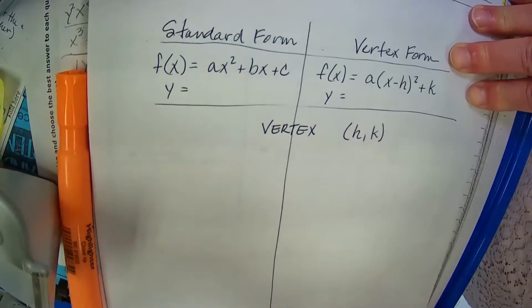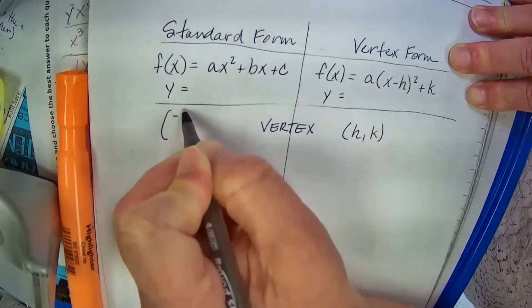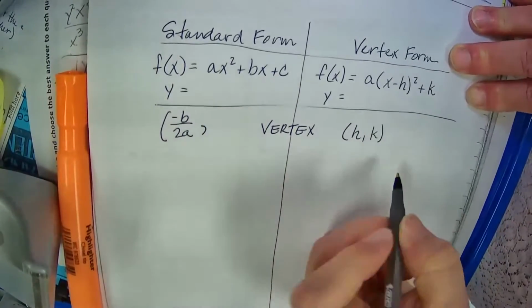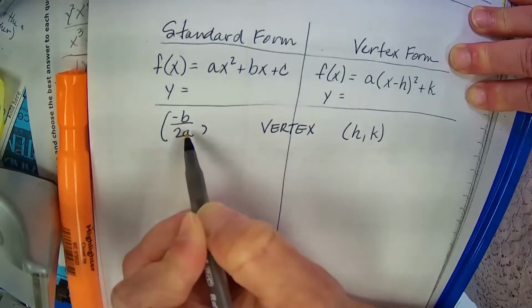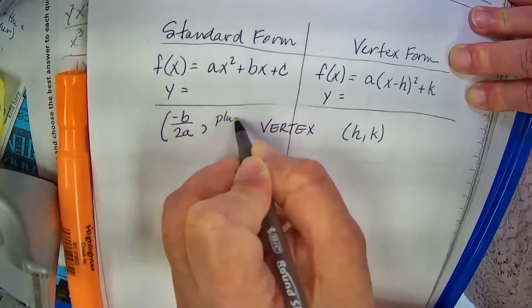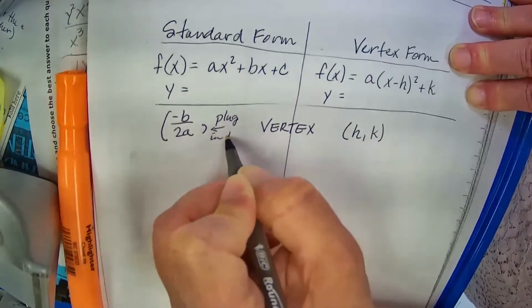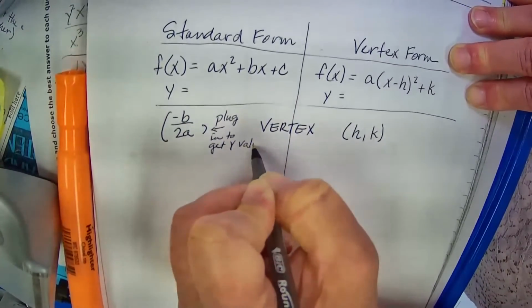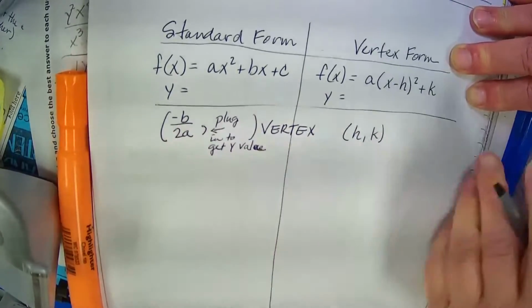On the standard form, you have to do the opposite of b over 2a. And then whatever you get here, you plug in to get your y value. It's not quite as clean and easy.